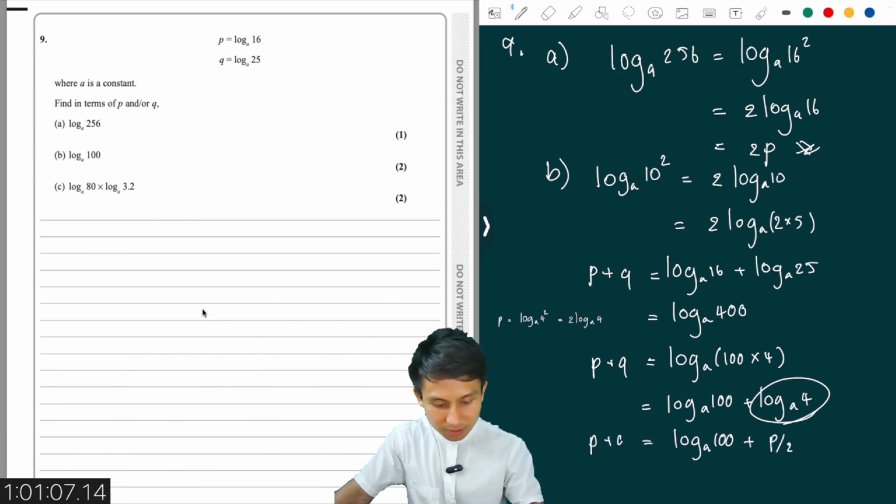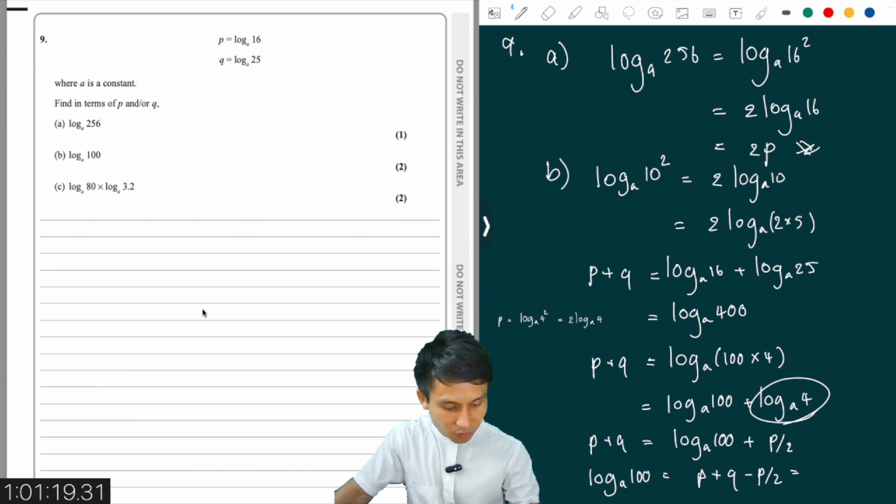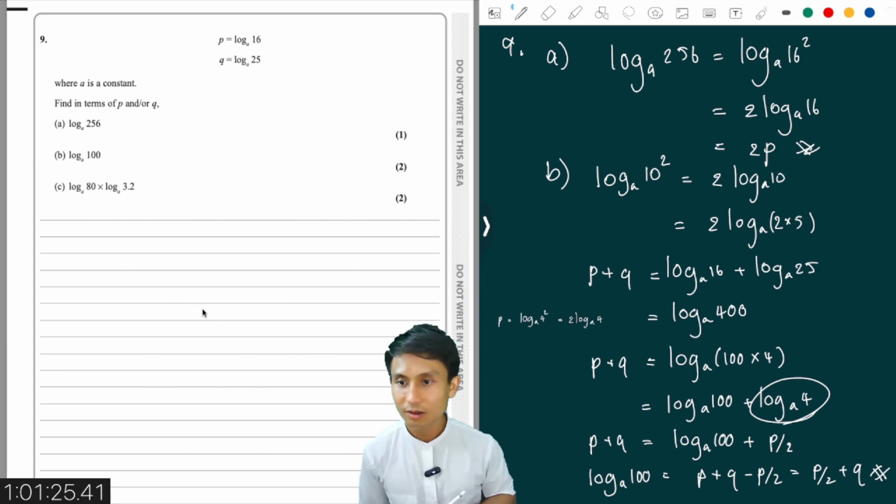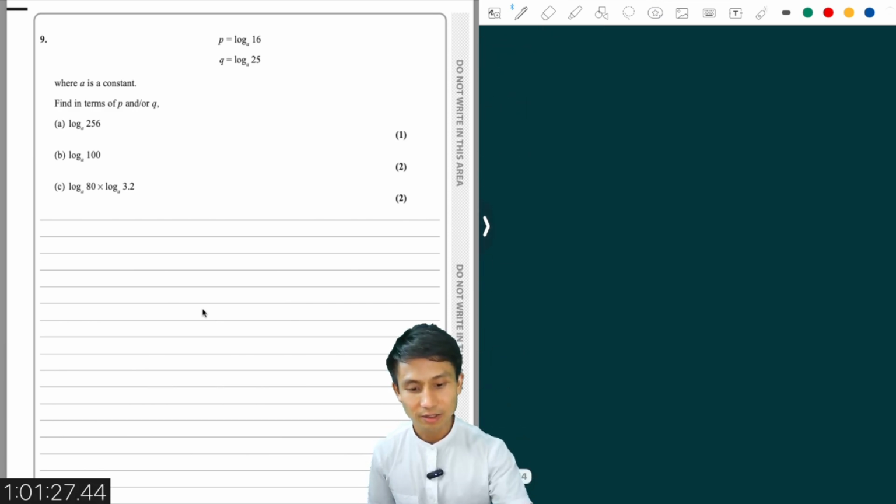That's P plus Q. So we now see what we want here. Log base A of 100 then equals, if you rearrange that, make this thing the subject, you get P plus Q minus P over 2, which is P over 2 plus Q. So that's the answer there. Okay, so that's part B.